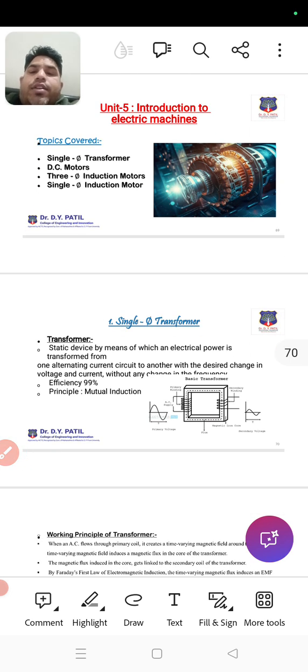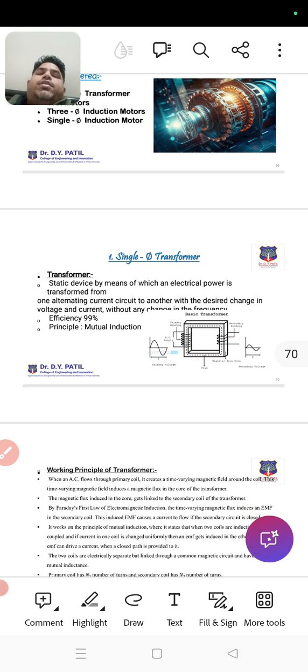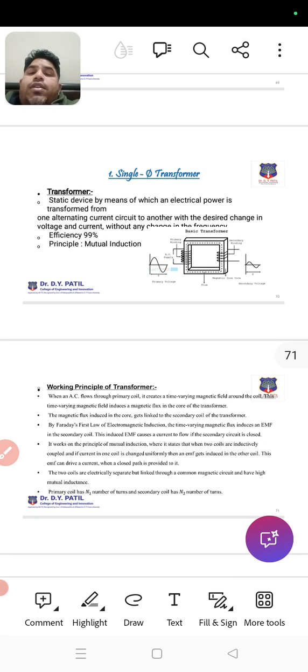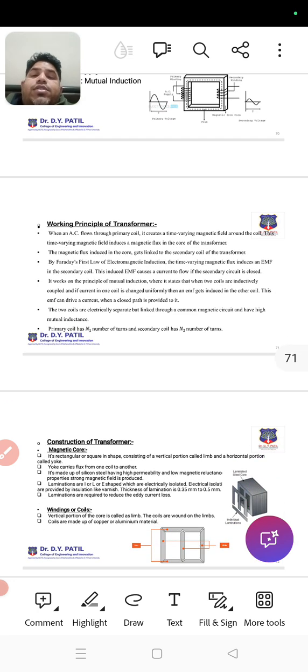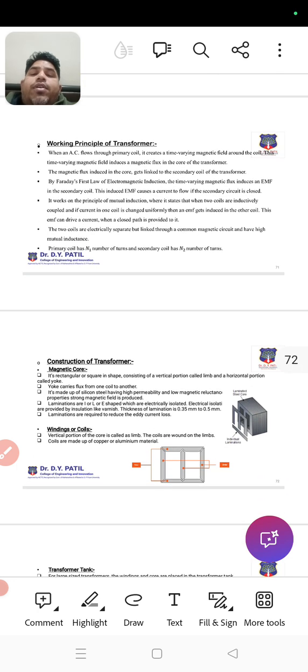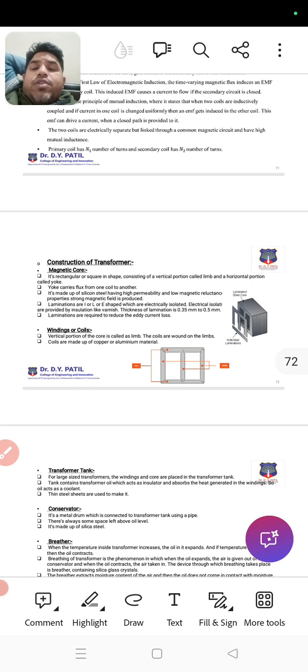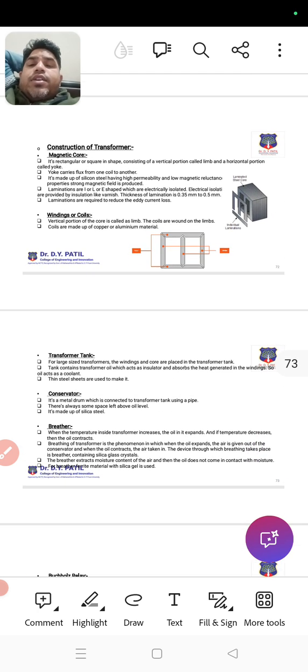Next, introduction to the electric machine. What is a transformer? It is a device which transfers electric power from one circuit to another circuit. This we have already learned. Efficiency is 90%. It works on mutual induction, Faraday's electromagnetic induction. There are two coils, and the current passing through the primary coil is transferred to the secondary coil. What does the construction of a transformer contain?